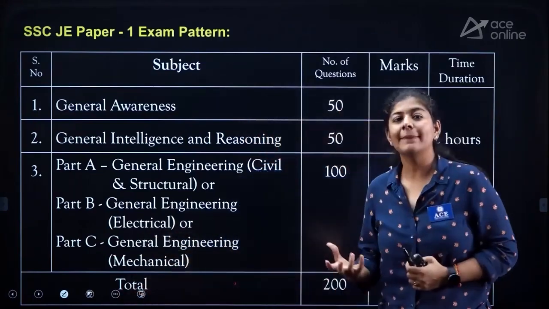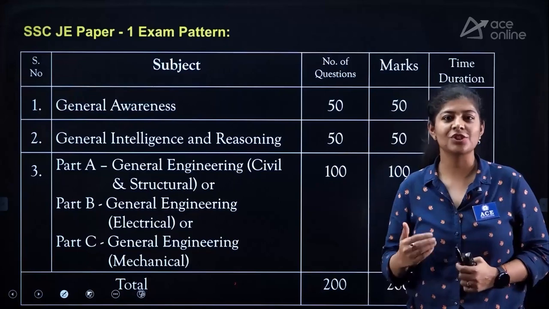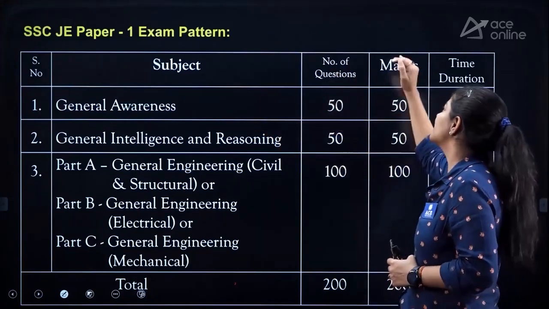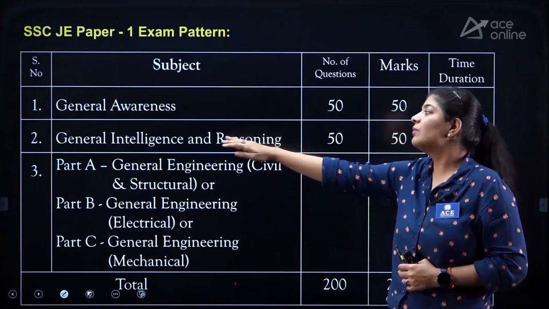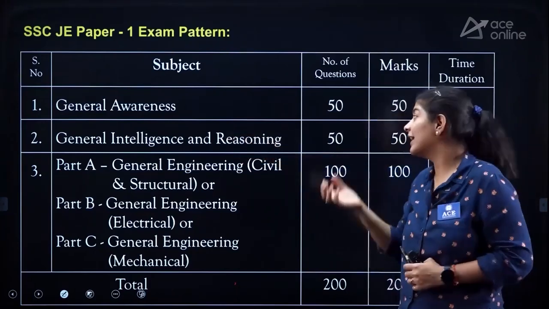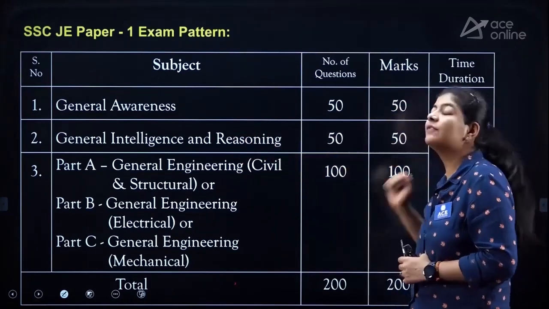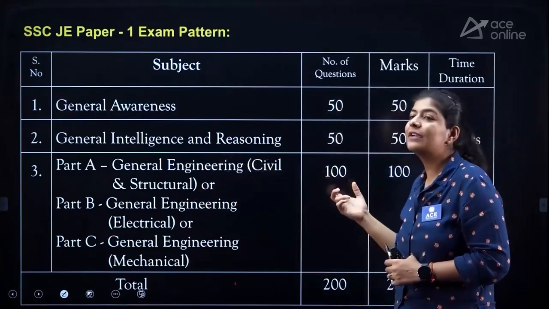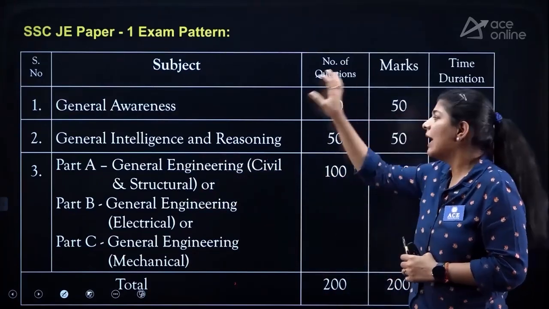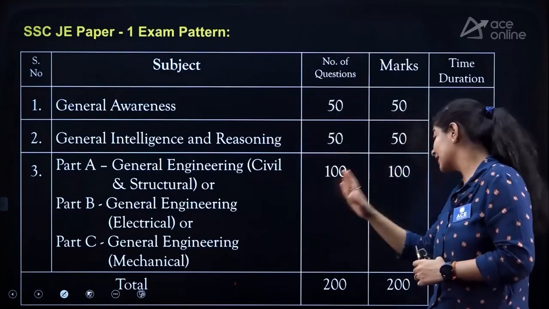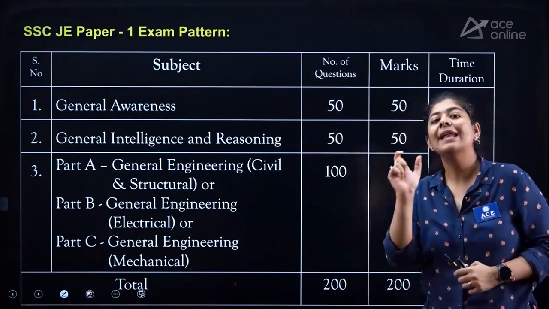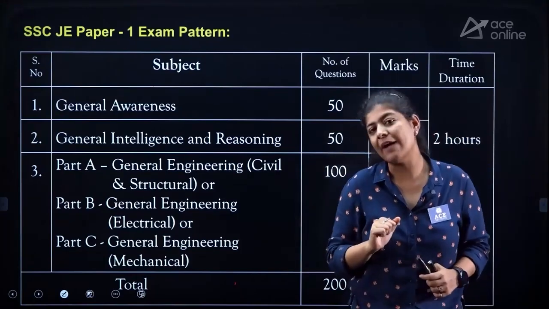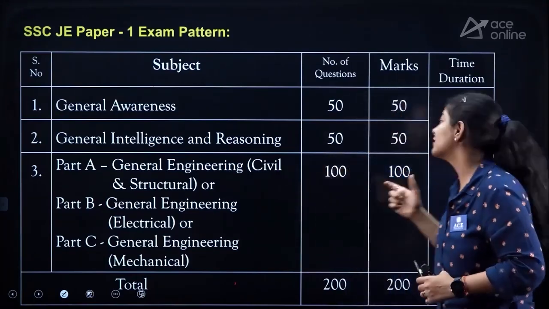Now let's talk about the number of questions asked from each topic. If we talk about general awareness, we are having 50 questions, carrying 50 marks. From general intelligence and reasoning, we again have 50 questions carrying 50 marks. But if we talk about the technical portion, here we have 100 questions carrying 100 marks, and all these 200 questions carrying 200 marks are MCQs, that means multiple choice questions, and the time limit that you have to attempt all of these questions is 2 hours.